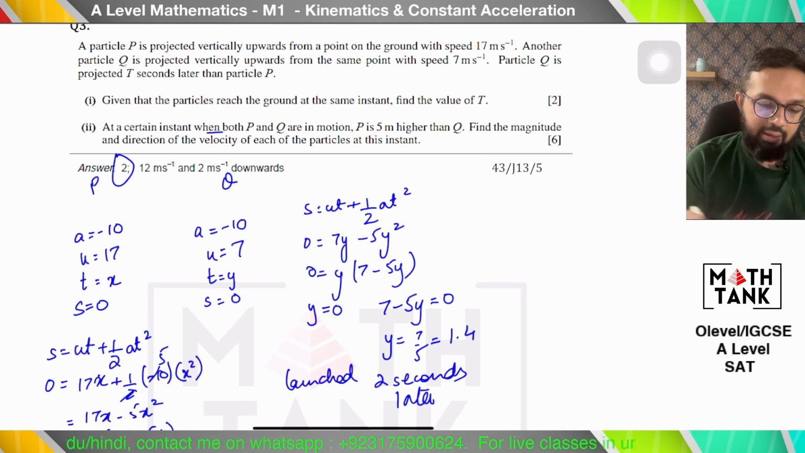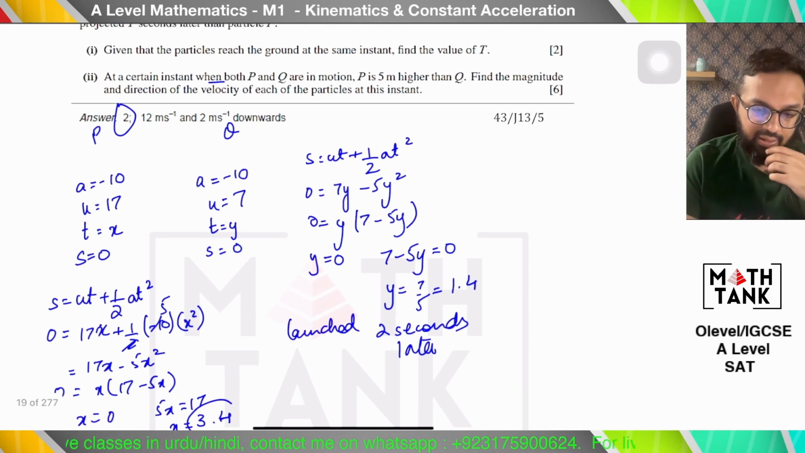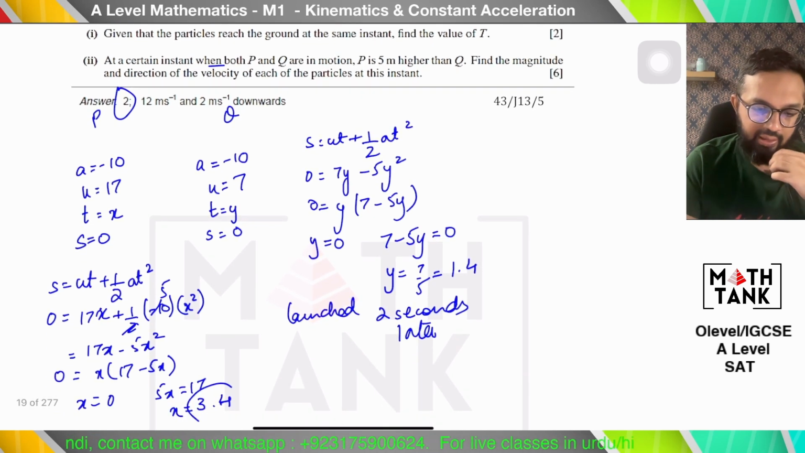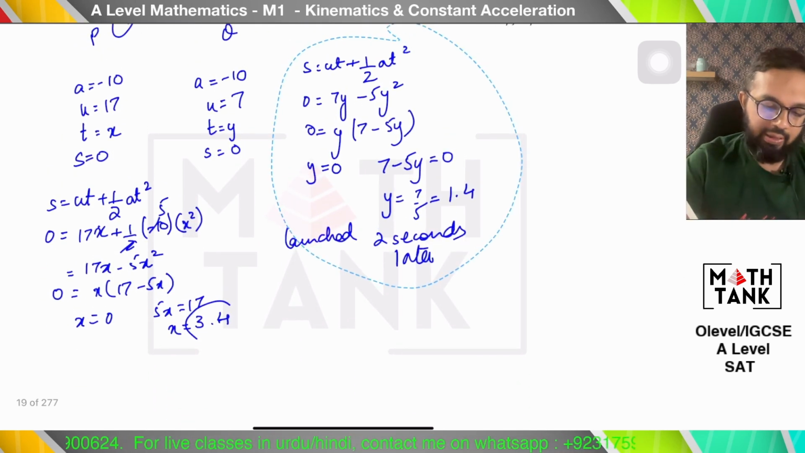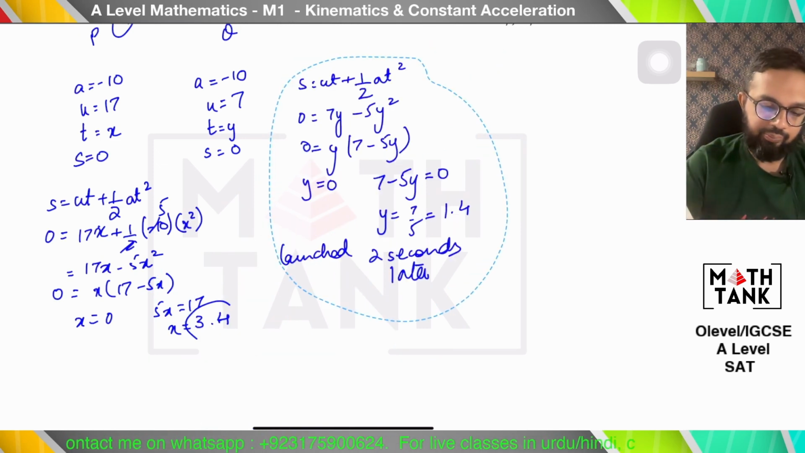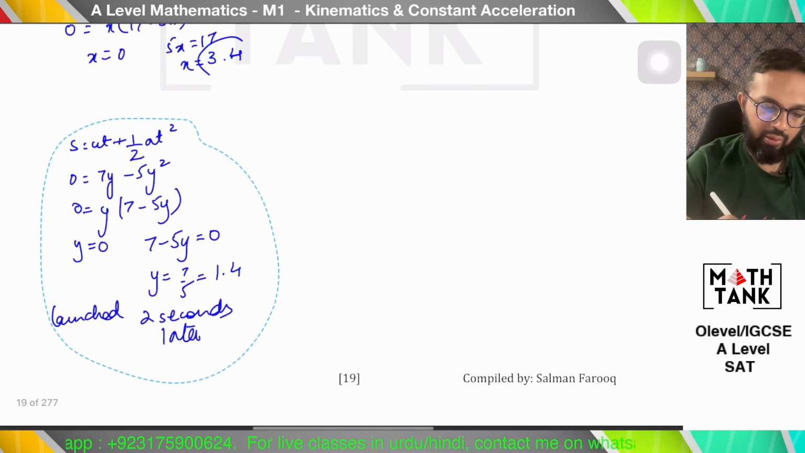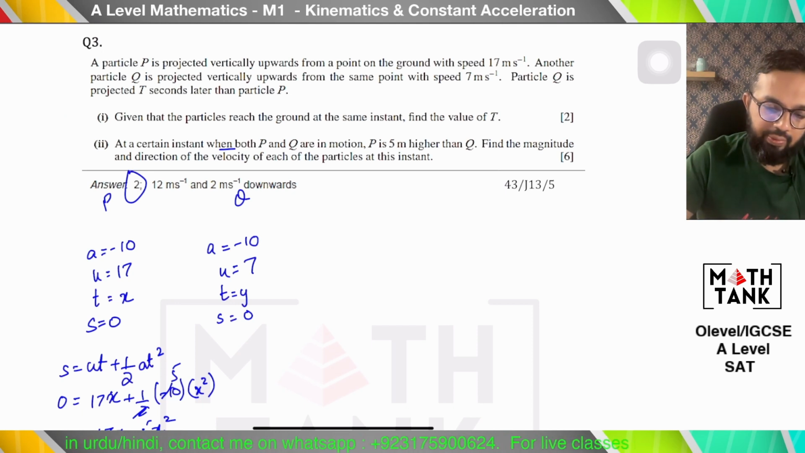At a certain instant, an instant when both P and Q are in motion, P is 5 meters higher than Q. Find the magnitude and the direction of the velocity of each of the particles at that instant. I'm just going to move this down so that I can show you clearly. Okay. So u for P, u is 17 at a certain instance, so I don't know what x is.